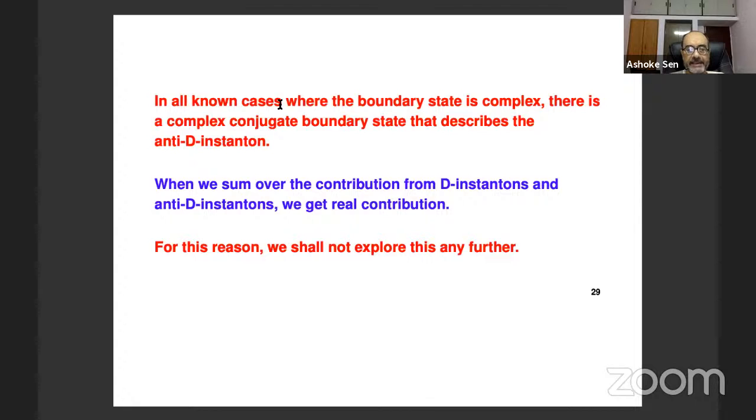But in all known cases where the boundary state is complex, one finds that there is a complex conjugate boundary state that describes the anti-D-instanton. And so when you sum over the contribution from the D-instantons and the anti-D-instantons, we get real contribution. So because of this, we don't know of a single example where the integrand itself is complex. So for this reason, we will not explore this any further. Okay, we will proceed by assuming that the integrand is real, and see if the imaginary part contribution to the action could arise from the other two sources.